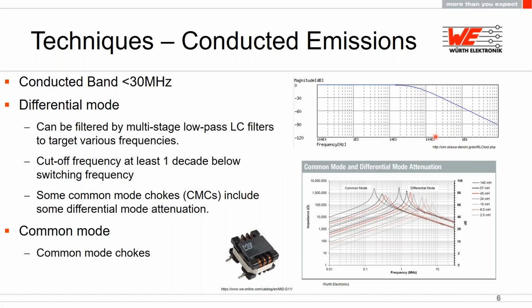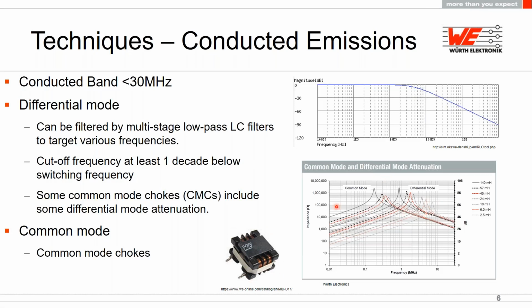So if you have a problem frequency of 100 kilohertz, you want to choose a cutoff frequency of at least 1 decade below the switching frequency to make sure that by the time you get to this point, you have at least 20 dB of attenuation. Of course, because this is a low pass filter, anything that's higher than that frequency will also be attenuated as well.